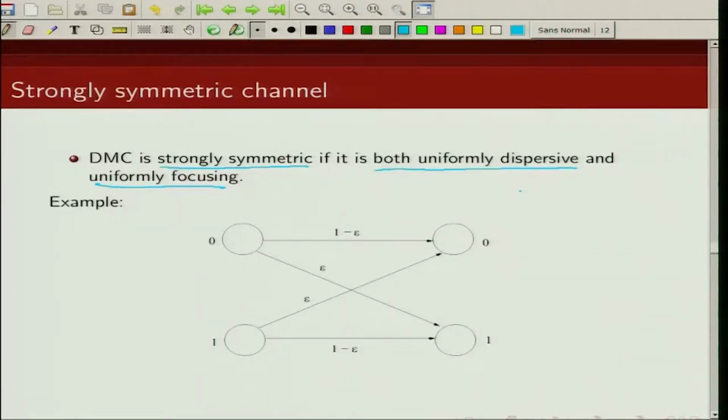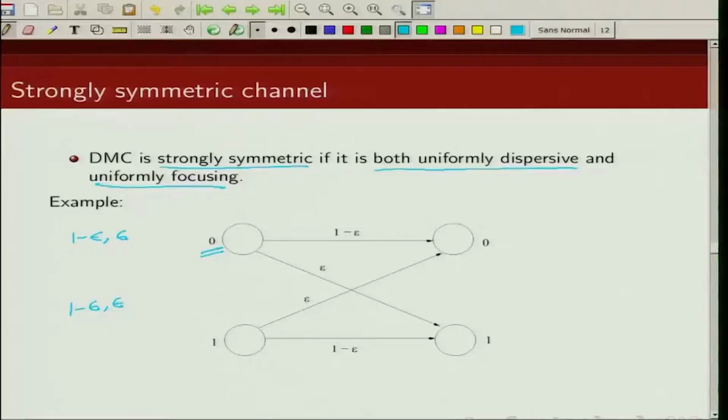So, I have given an example, let us just check. For it to be uniformly dispersive, we will have to look at transitions leaving an input. So, what are these transitions? The probabilities are 1 minus epsilon and epsilon. Similarly, here the transition probabilities are 1 minus epsilon and epsilon. Epsilon is typically a smaller number. If I arrange them in descending order, no matter whether I consider input 0 or 1, the order of these probabilities is the same. So, this is an example of a uniformly dispersive channel.